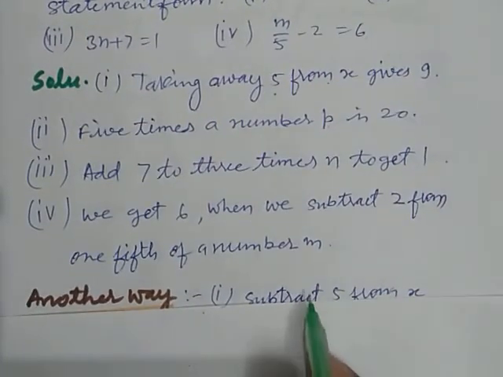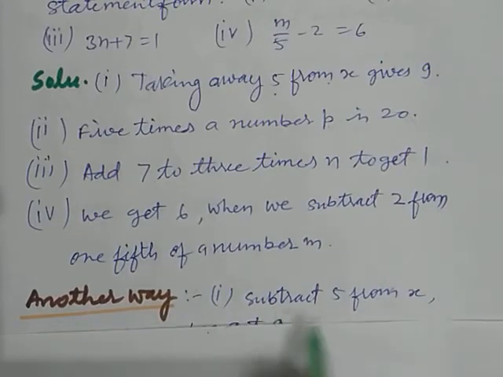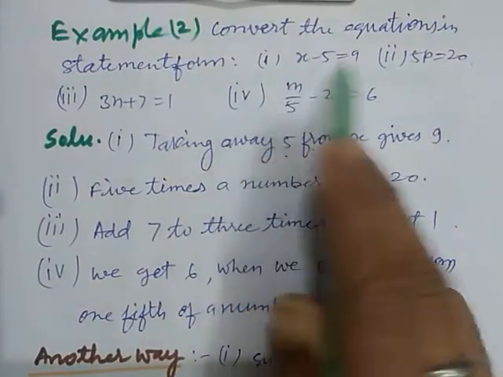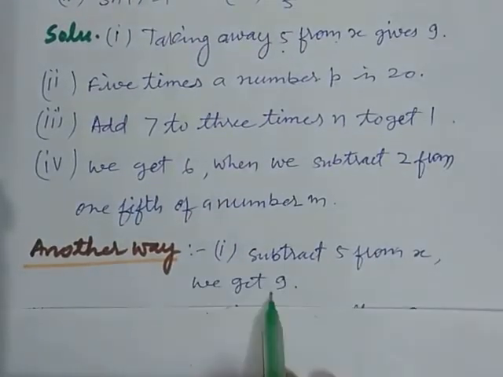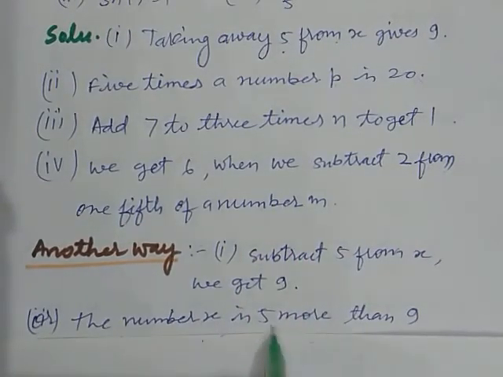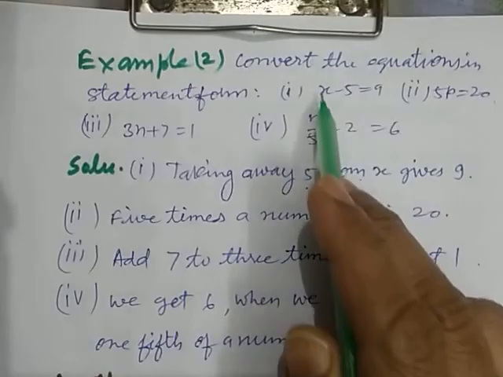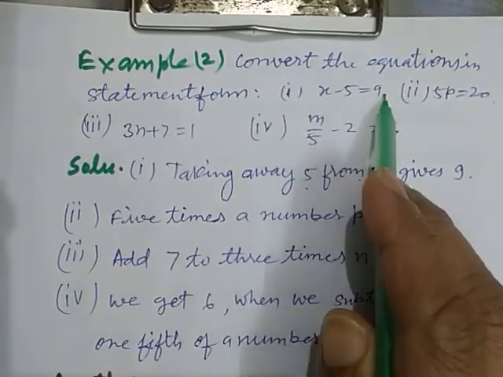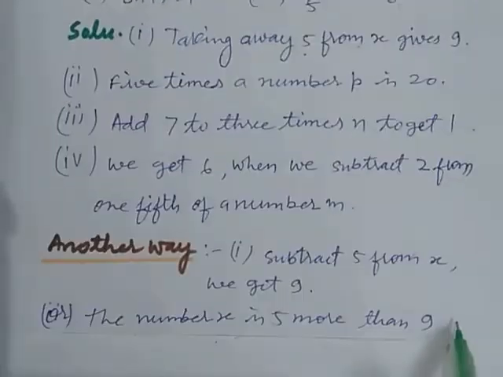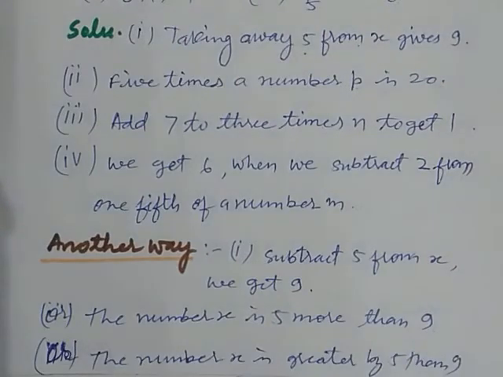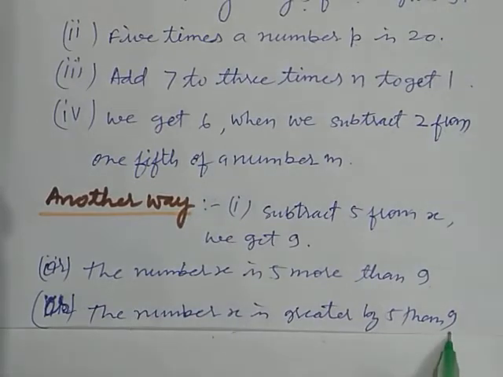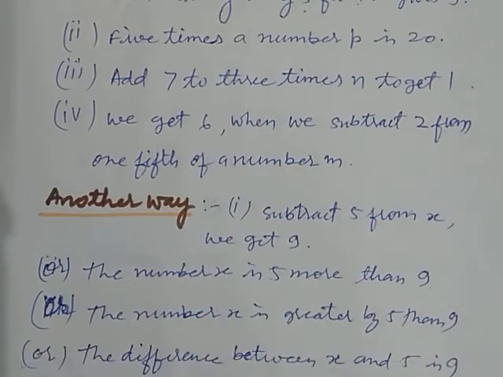But now we try another way. How can we express this? So this is another way. Subtract 5 from x, we get 9. This is one way. Now, one more way. The number x is 5 more than 9. So if we subtract 5, we get 9. This way we also express this. And one more way. The number x is greater by 5 than 9.